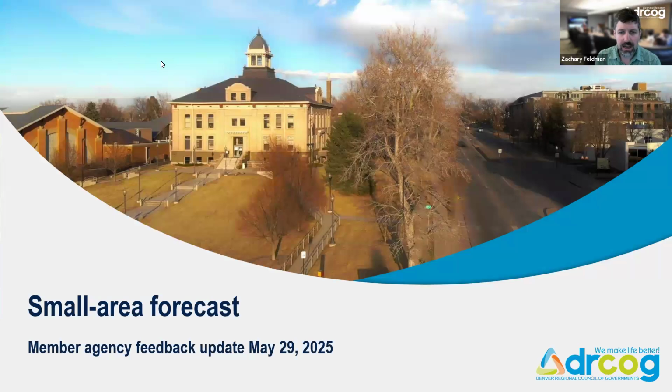Let's get started. After having reached out to jurisdiction planners to get feedback on our preliminary forecast, we've incorporated that feedback, and we're just circling back now to give an update. I'm Zach Feldman. I manage the data analytics team that produces the forecast, and I'm going to pass off to Corey, another member of the team, to introduce himself. I am Corey McGinnis, and I'm a data scientist on the team. And I'll pass it off to James, who's going to be giving the presentation.